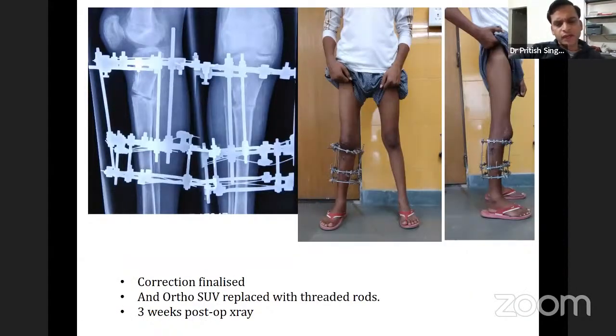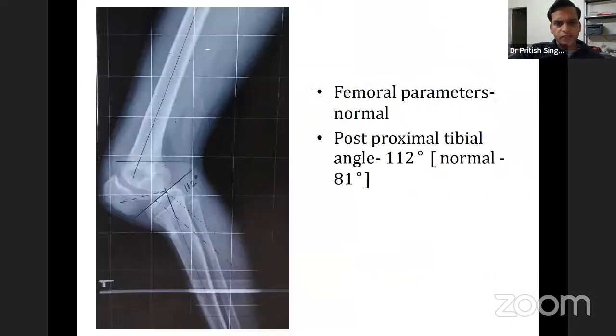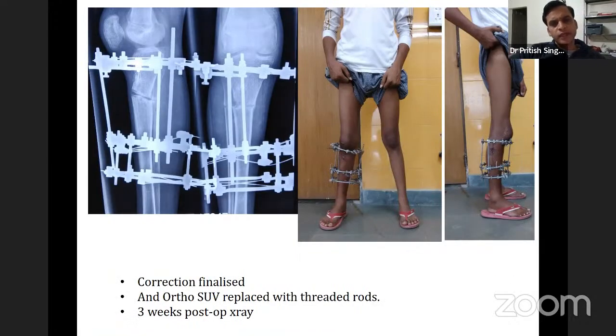The correction was finalized with the ortho SUV over a period of 3 weeks. Since it was a corticotomy, a gradual correction was done. Once we achieved the correction, we replaced the ortho SUV struts with threaded rods. This was his correction. Earlier, this hyperextension was reversed to a normal stance and gait.